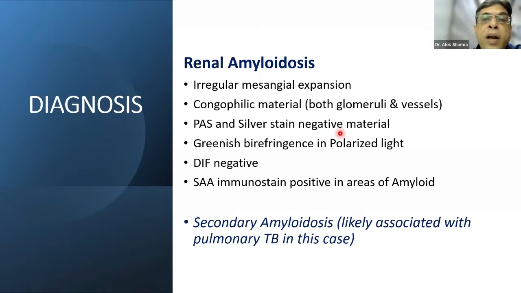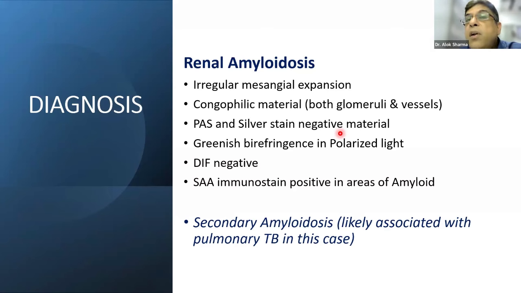The second step, if your IF is negative, then the most logical next step is doing a panel of IHC. If you look at the distribution of cases in our country, with TB and other infections, the possibility of secondary amyloidosis is very high. So once you've excluded a primary amyloidosis by immunofluorescence, the next step would be to do an IHC for SAA. SAA is the most common IHC-positive type of amyloid which gets deposited in secondary, post-infection and other related conditions. So you would pick up almost 60 to 70% cases by this.